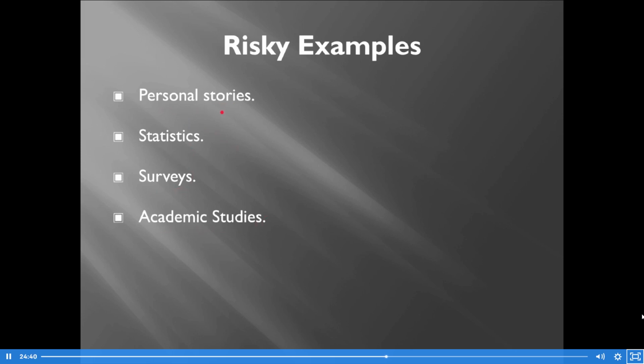Personal stories, we'll go into more detail in a second on why these are risky. But statistics, surveys, academic studies, these are very risky because they are nearly always made up by the student. They're not real. The student makes them up. And they nearly always don't make sense, or they sound false. So you can use these, but they are risky, all right?